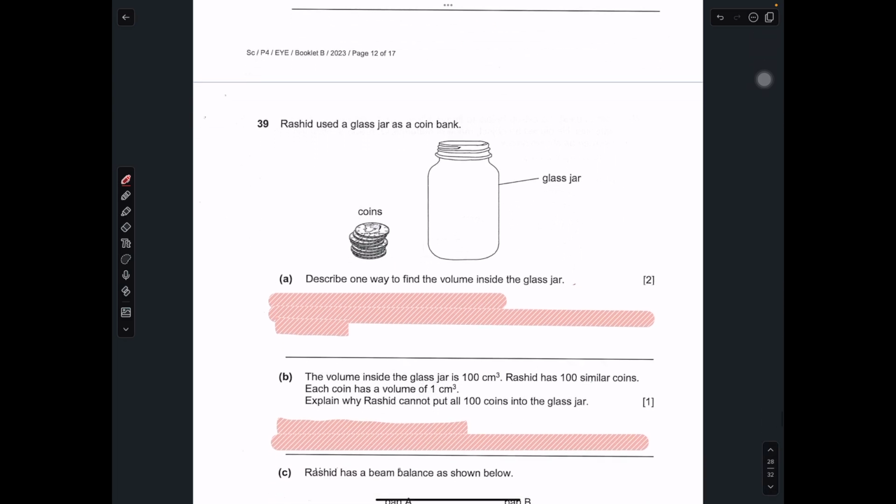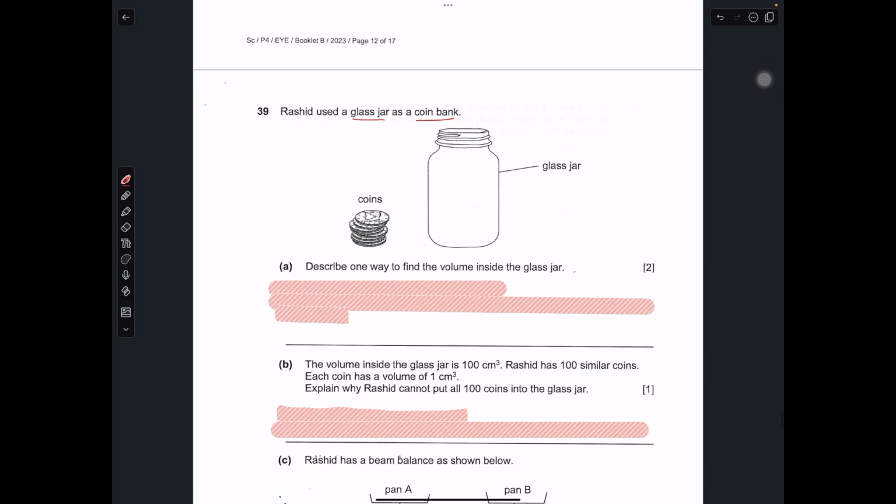Okay, so over here, Rashid used a glass jar as a coin bank. So describe one way to find this volume. Okay, that means I want to find out how much space the glass jar occupies. First of all, I'll just pour in water until it is full. Then next I take all the water and put it into a measuring cylinder.